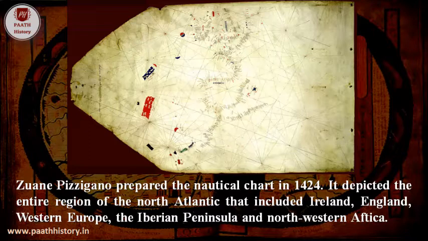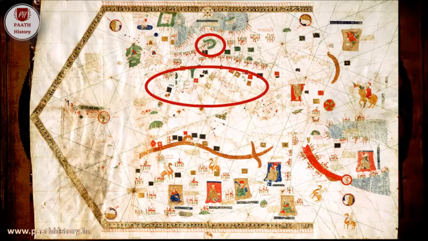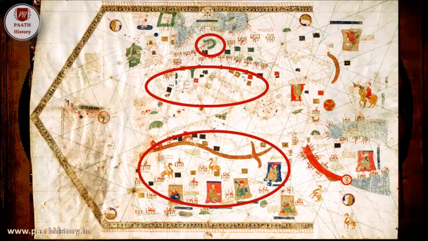It depicted the entire region of the North Atlantic that included Ireland, England, Western Europe, the Iberian Peninsula, and northwestern Africa. Gabriel de Valseca's famous chart of 1439 included the Black Sea, the Mediterranean Europe, and the Atlantic islands on the African coast comprising Cape Bojador and the 9 islands of the Azores.